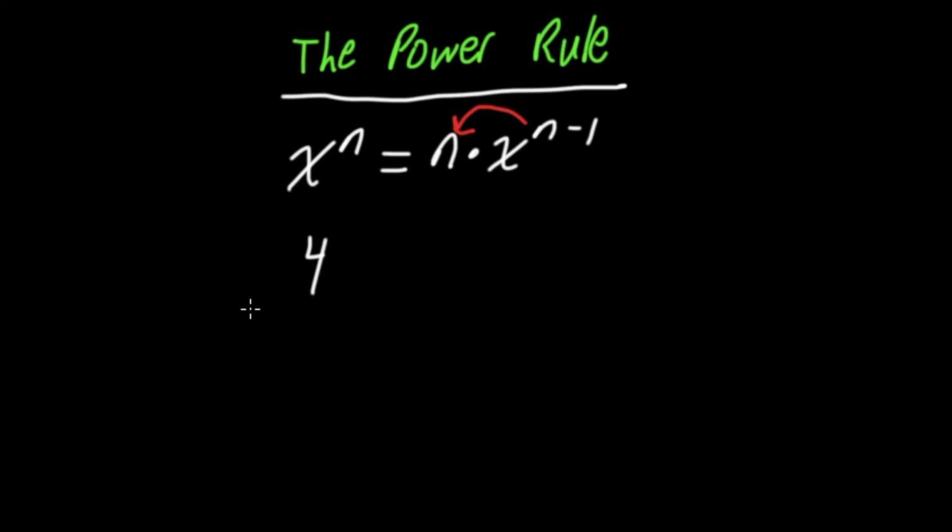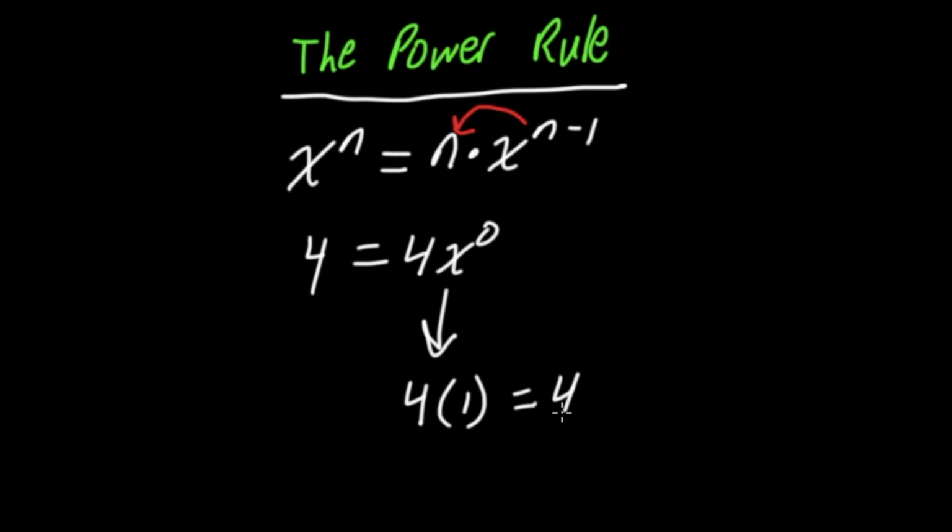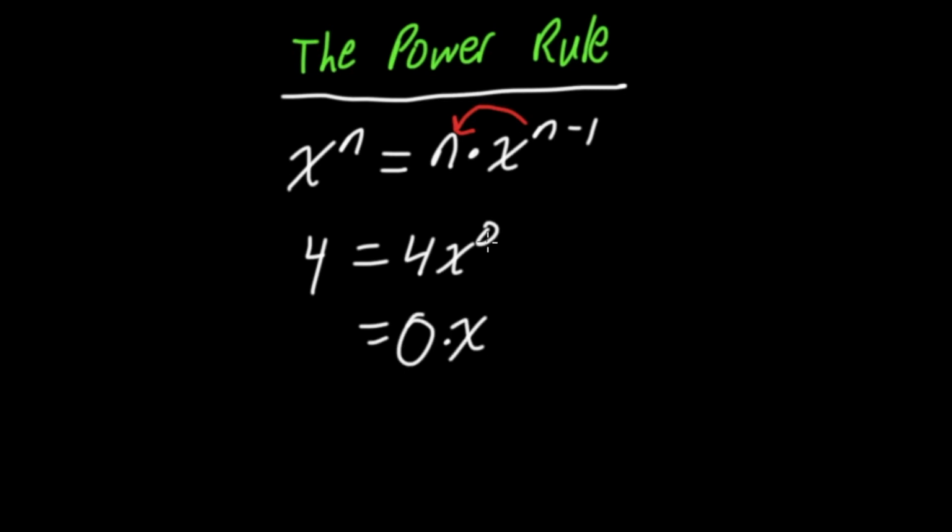We follow the same step. So 4 is the same as 4x to the power of 0, because if you remember, anything to the power of 0 is 1. So x to the power of 0 is the same as 1, and 4 times 1 is 4. And if we apply the power rule to this here, we have 0 times 4, which is 0, and then we have our x, and then we subtract 1 from our power. So 0 minus 1 is negative 1, and 0 times anything is 0. So our derivative of 4 is 0.